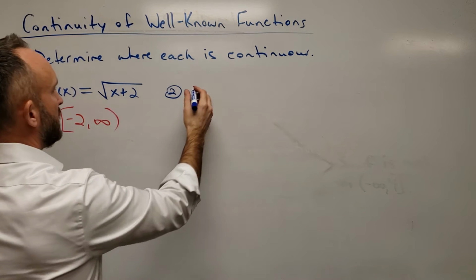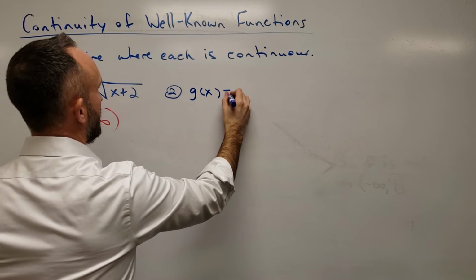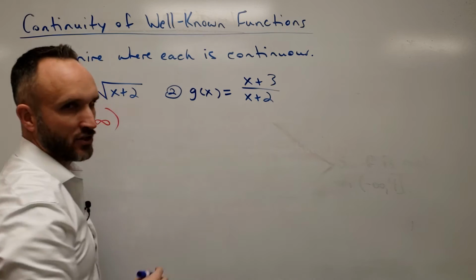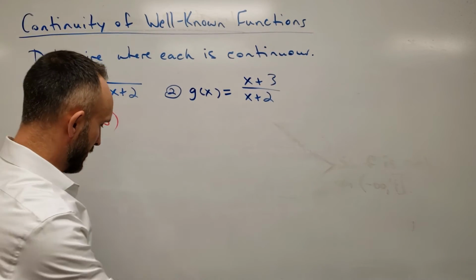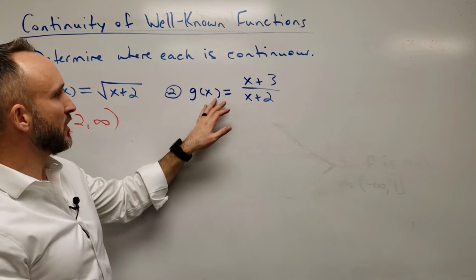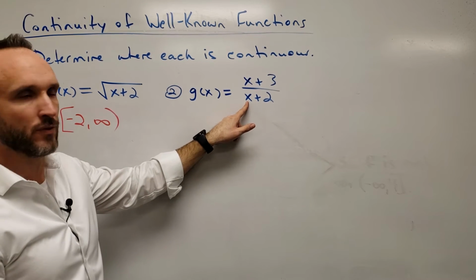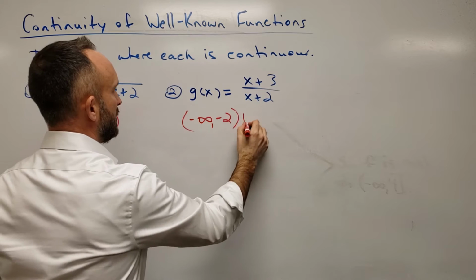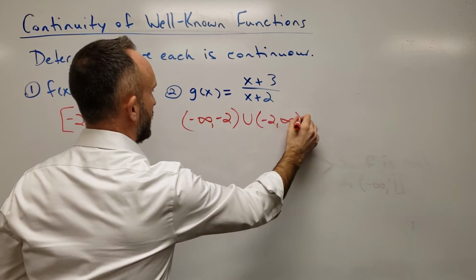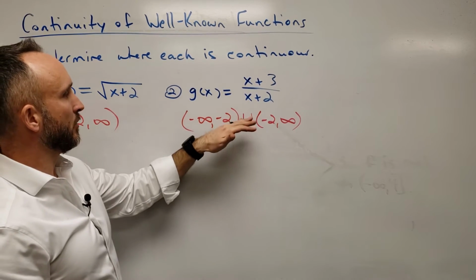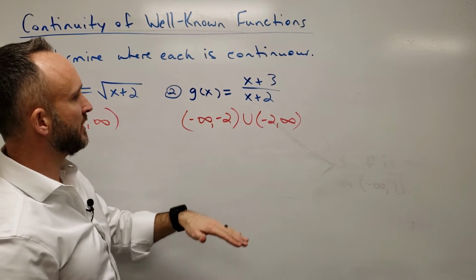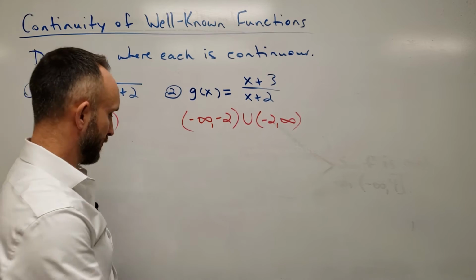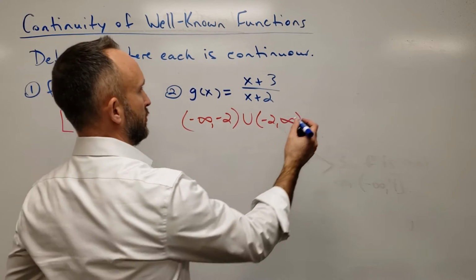Example 2, let's say g of x equals x plus 3 over x plus 2. This is a rational function. You've got a denominator. Well, the domain of this function is anything but negative 2 for x. So the domain is negative infinity to negative 2, union negative 2 to infinity. Since it's a rational function, it's a well-known function, it's continuous on these intervals as well. Let's do one more.